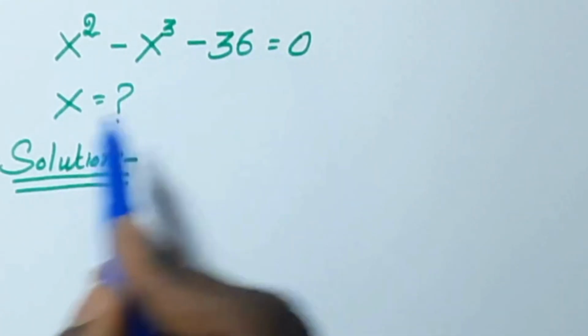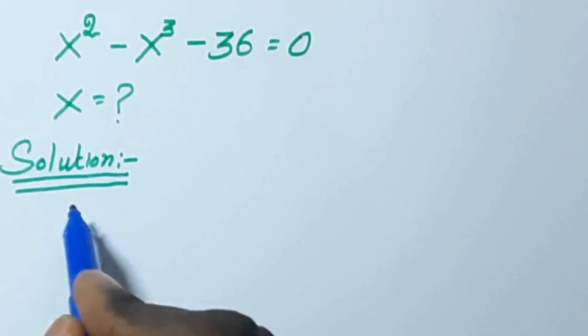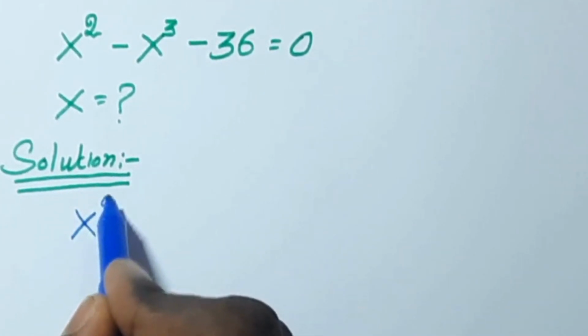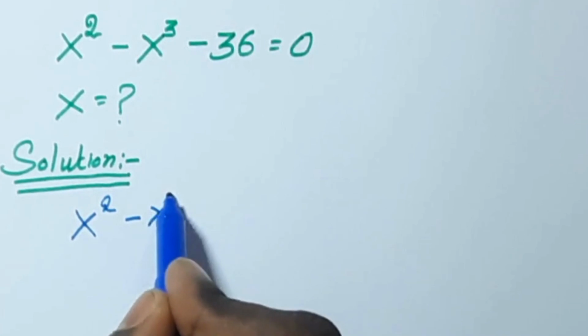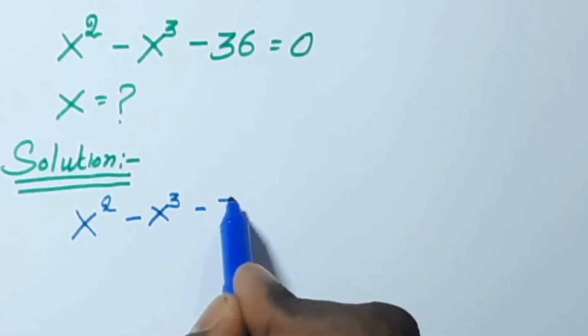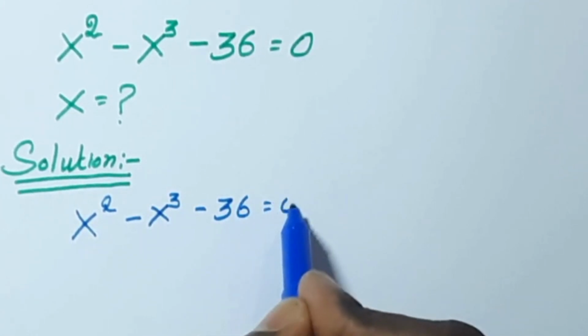Today we are going to solve this equation to find the x value. Solution: x power 2 minus x power 3 minus 36 equal to 0.